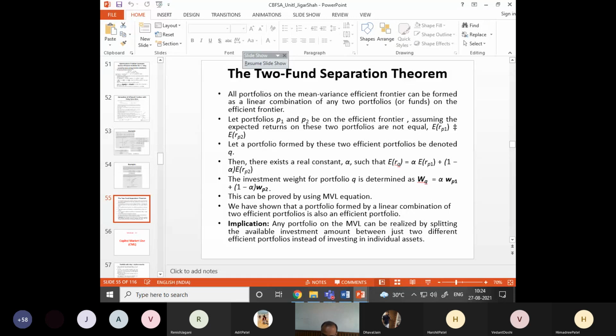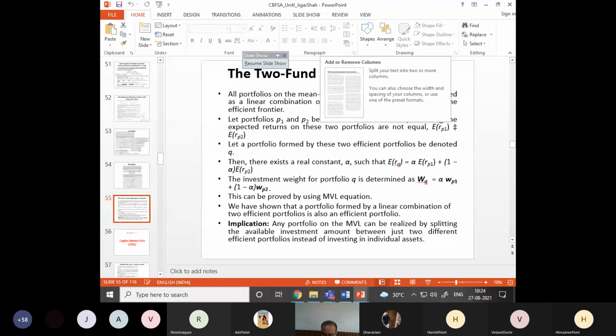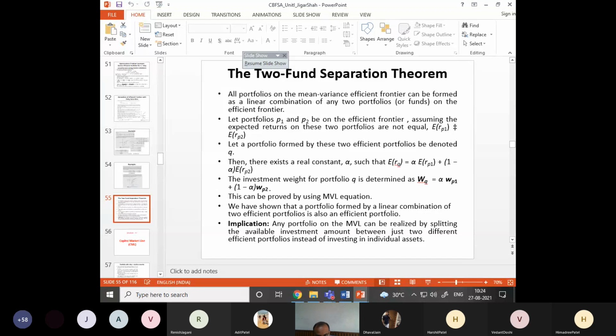It says that if I know 2 points on the efficient frontier, can I find the third point? Yes. It is very simple. If I know any 2 points on the line, I can find the third point because 2 points always define the line. From that, this theorem is framed: all portfolios on the mean variance efficient frontier can be formed as a linear combination of any two portfolios on the efficient frontier. So if I know any two portfolios on the efficient frontier, I can find the third portfolio.